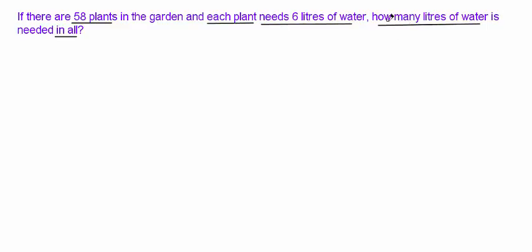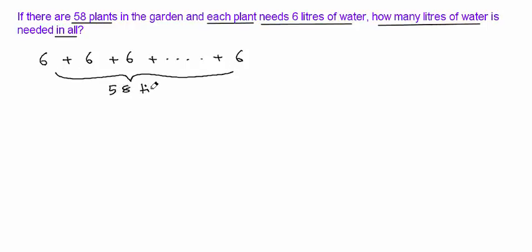So to find the total number of liters of water needed in all, you want to do 6 liters for the first plant, another 6 liters for the second plant, another 6 for the third plant, and so on, all the way up until you have 58 of these 6's, right? Which means adding 6 to itself 58 times. So this is repeated addition. The same number is being added to itself over and over again.